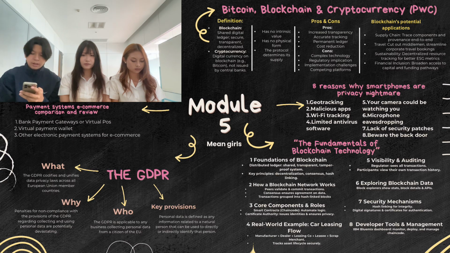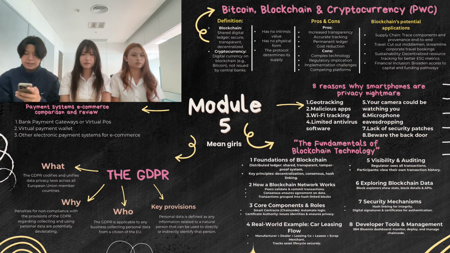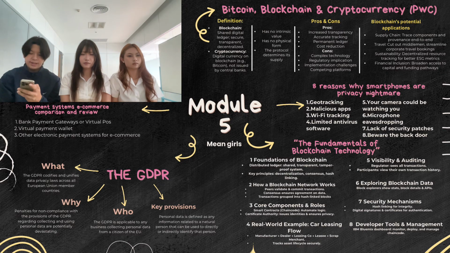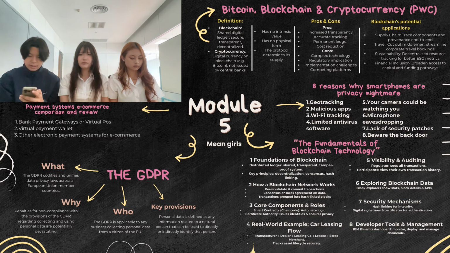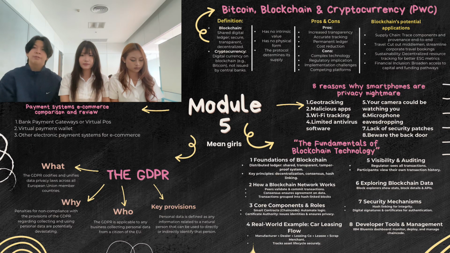Exploring the blockchain: a Block Explorer lets you view the transaction details. Developers use APIs to interact directly with the blockchain. Next is security fundamentals. Security comes from cryptographic hashes, digital signatures, and certificates protecting identity and transactions. Next are developer tools and management systems. Tools like IBM Bluemix help monitor networks, deploy smart contracts, and manage operations.